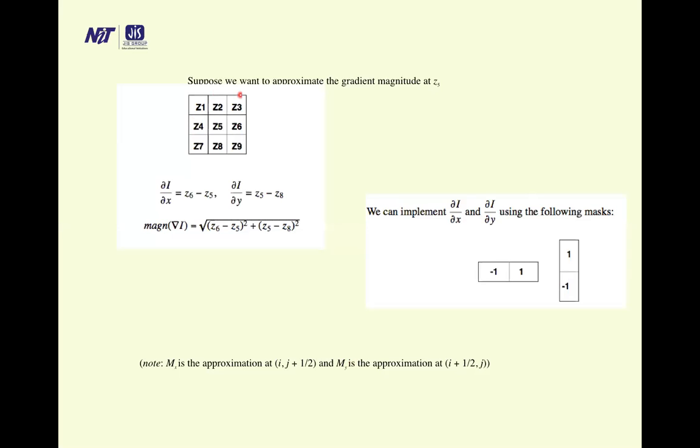Thus, if it is a filter mask, then the partial del I by del x is equal to z6 minus z5, and del I by del y is equal to z5 minus z8. Therefore, the magnitude is given by this, and del I by del x is given by -1 1 by finite approximation, and del I by del y is given by 1 -1.